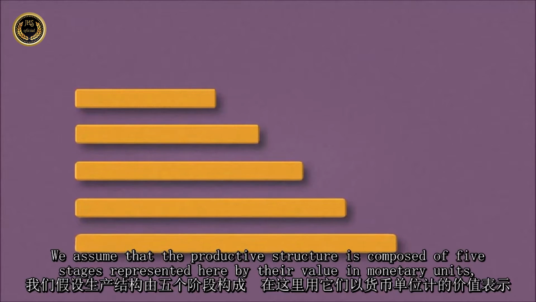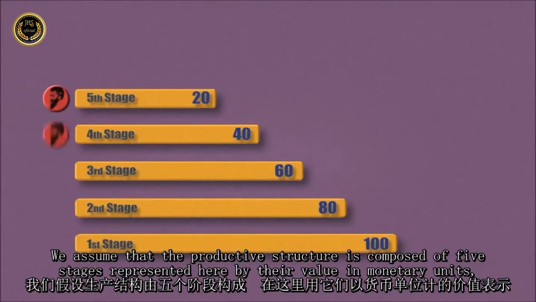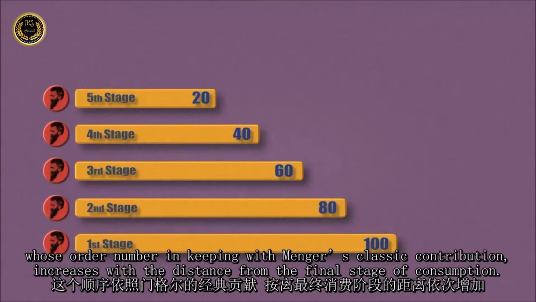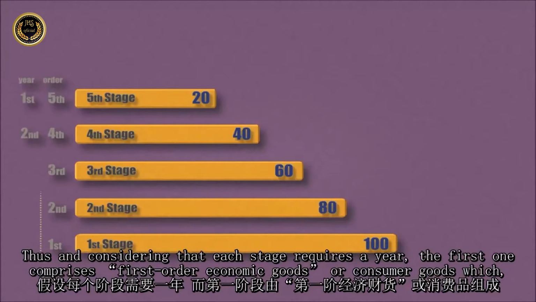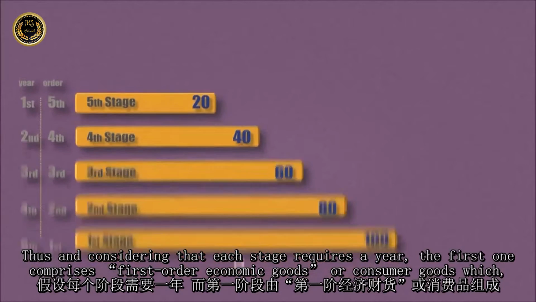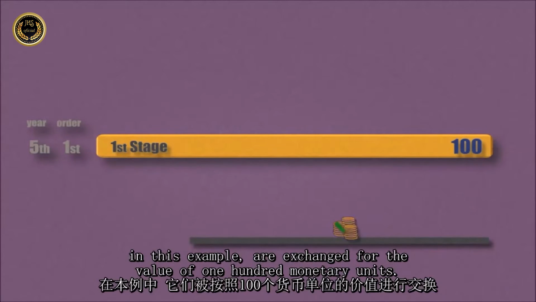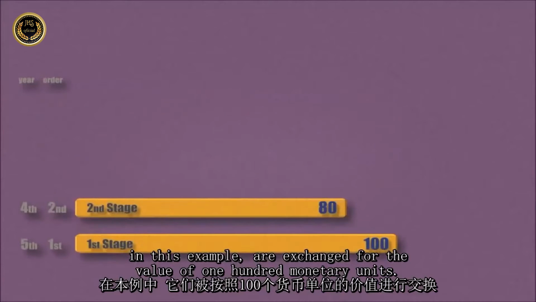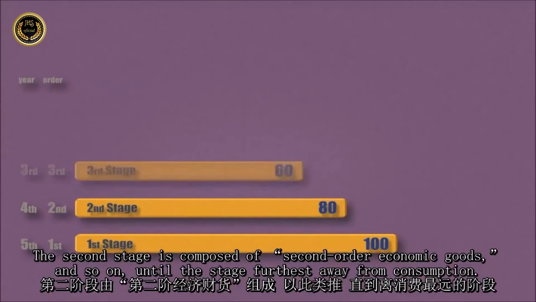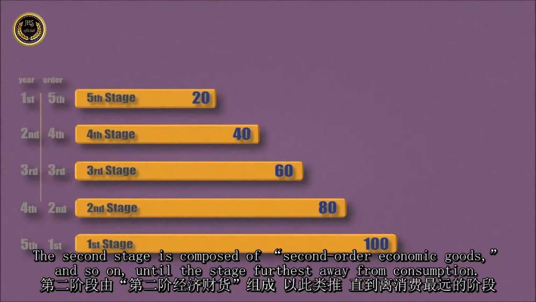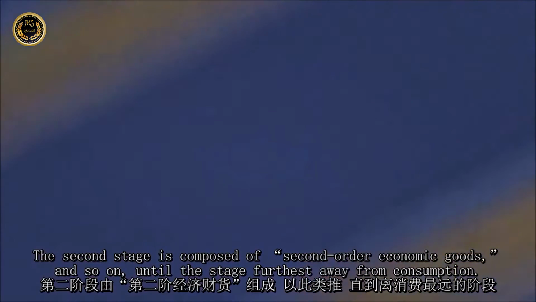We assume that the productive structure is composed of five stages, represented here by their value in monetary units, whose order number, in keeping with Menger's classic contribution, increases with the distance from the final stage of consumption. Thus, and considering that each stage requires a year, the first one comprises first-order economic goods, or consumer goods which, in this example, are exchanged for the value of 100 monetary units. The second stage is composed of second-order economic goods, and so on, until the stage furthest away from consumption.